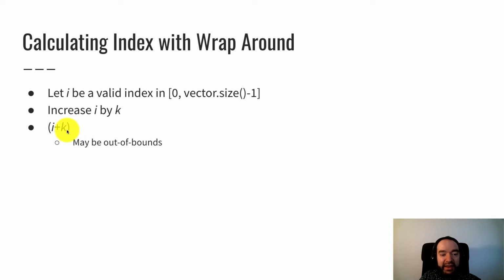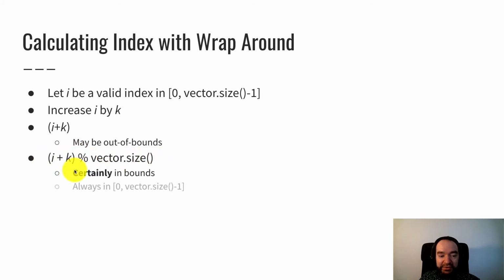Now, I plus k might be out of bounds. Remember when I did that front plus size thing, I got 5 that was out of bounds. And the way that we solve that is to do I plus k modulo vector dot size. And the way that modulo works is this modulo vector dot size will certainly be in bounds. That will always be between 0 and vector size minus 1 inclusive.